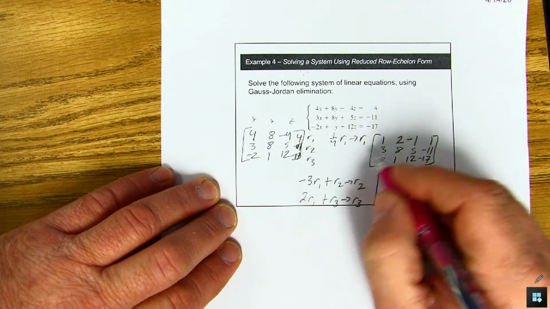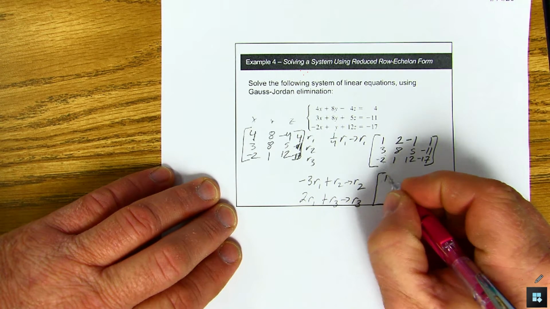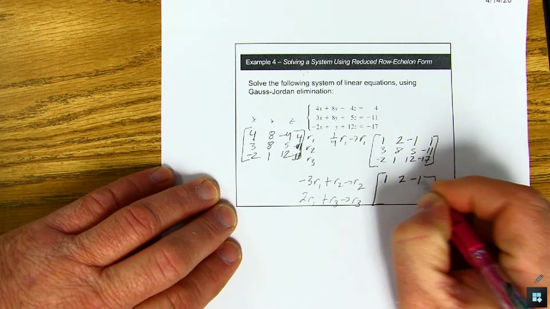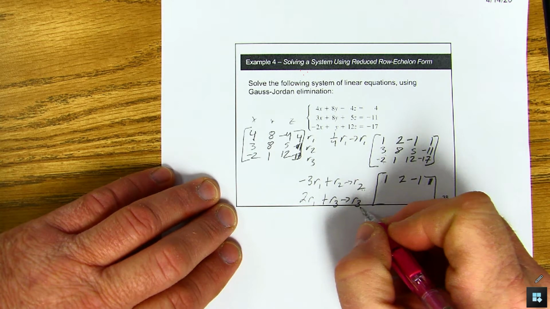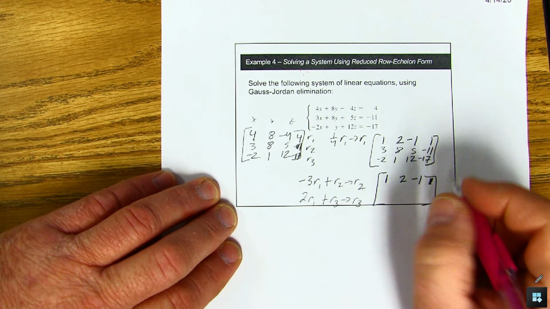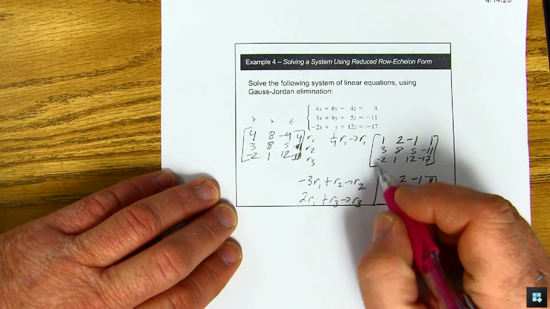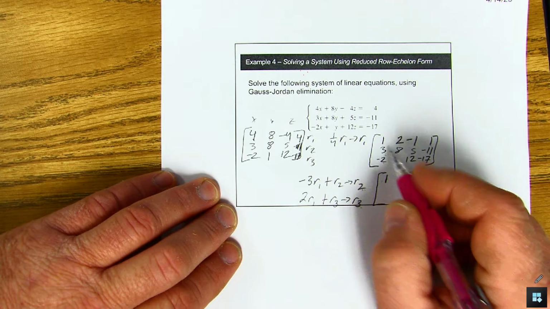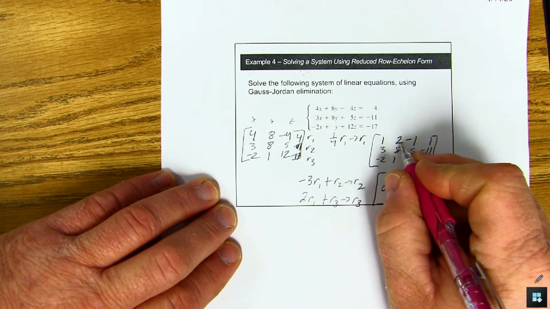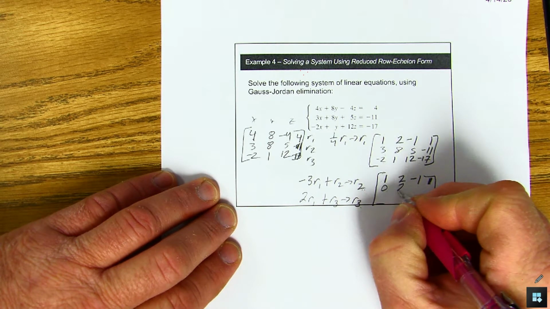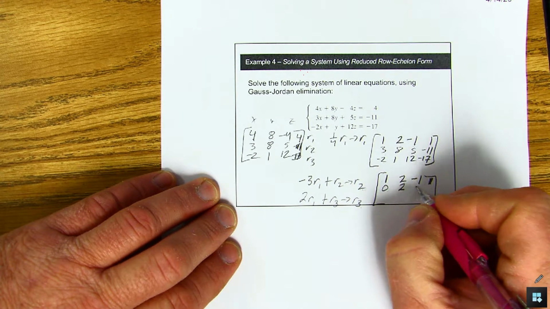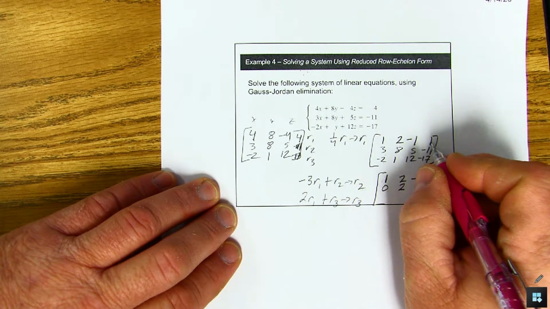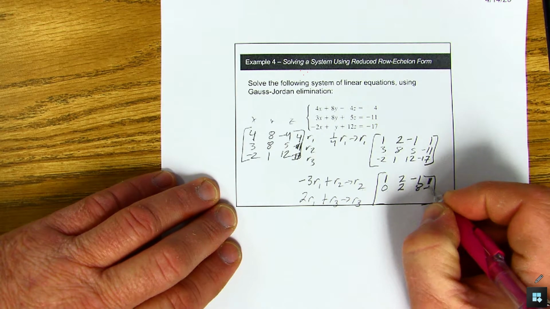So the first row is not changing. Not doing anything to it. The result is going into row 2 and row 3, so row 1 stays the same. So I take negative 3 times 1, negative 3 plus 3 is 0. Negative 3 times 2 is negative 6, plus 8 is 2. Negative 3 times negative 1 is 3, plus 5 is 8. Negative 3 times 1 is negative 3, plus negative 11, negative 14.